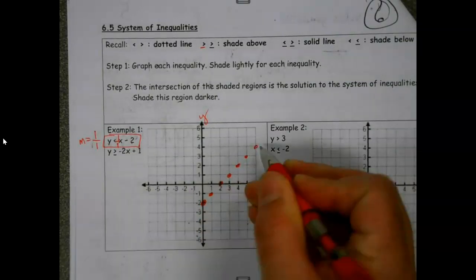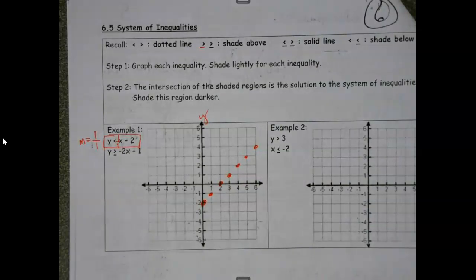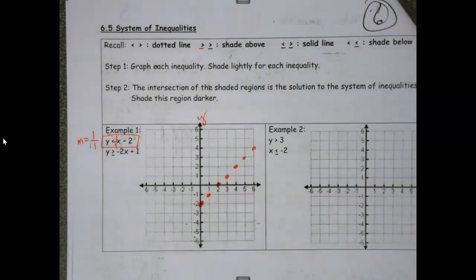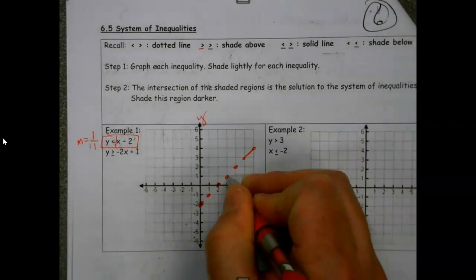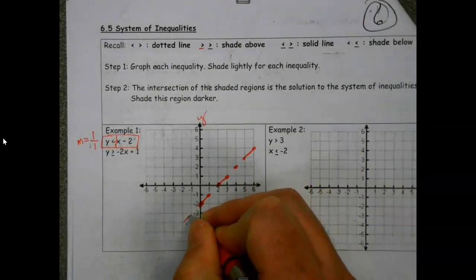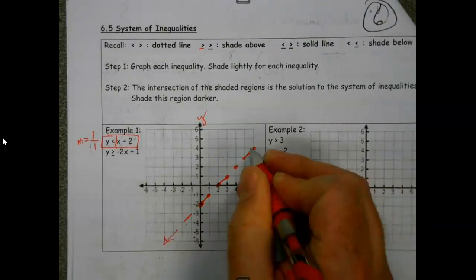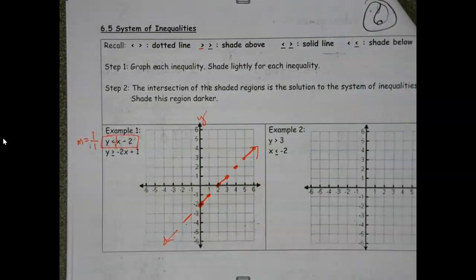Now, I'm not looking to see where the intersection point is this time. So if I get quite a few dots in here, I'm going to go ahead and make my line. But remember, if your arrow doesn't have a line under it, we're going to be making a dashed or a dotted line. So we're not going to connect all the dots together.